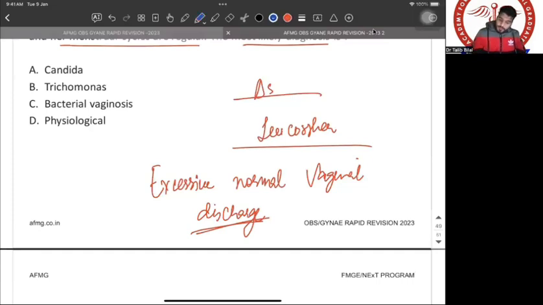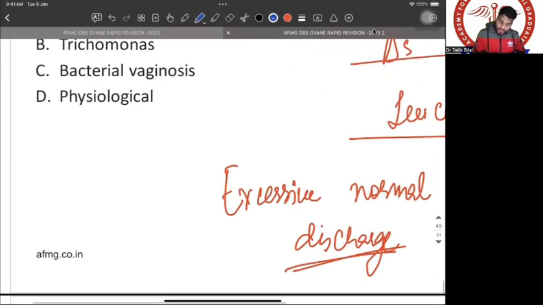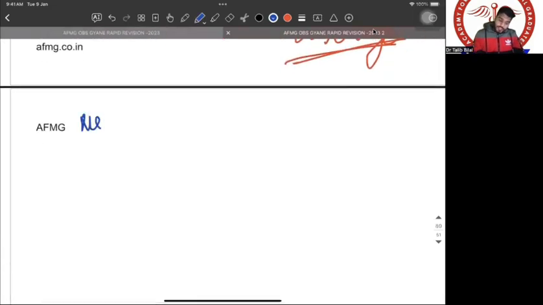Okay. Then this excessive normal vaginal discharge, it is physiological. Okay. It is never associated with pruritus. Are you getting my points? It's non-irritant.